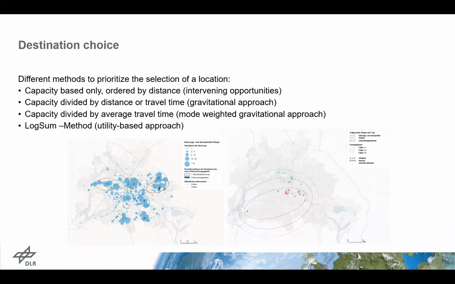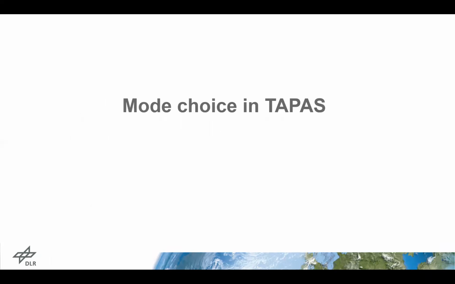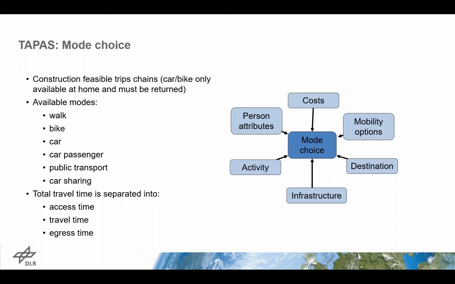So now what we have are diaries, we have locations, and of course, as you see over here, locations have something like an accessibility. How can you get there? And of course, the accessibility is somehow computed by the modes of transport which can be used to get there. So the mode choice is a rather complex model from the input data.